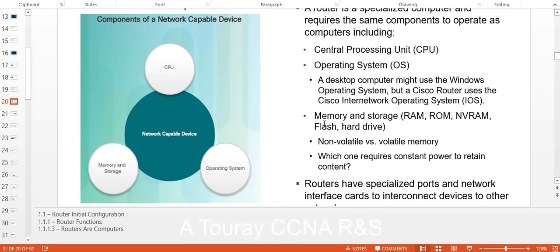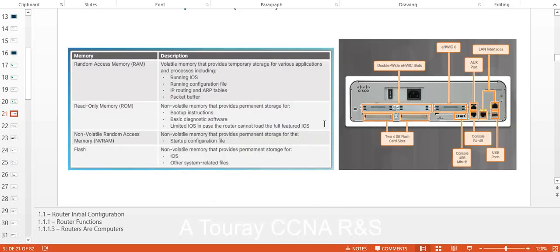So routers have specialized ports and network interfaces just like PCs, but they have interfaces, because the difference between an interface and a port is that interfaces are configured with an IP address and ports are not. Okay, so that's what routers have. The router has random access memory. What it does is that it stores the running configuration. It stores the running IOS, the internetwork operating system, the IP routing and the ARP tables. The packet buffers are all stored in the RAM.